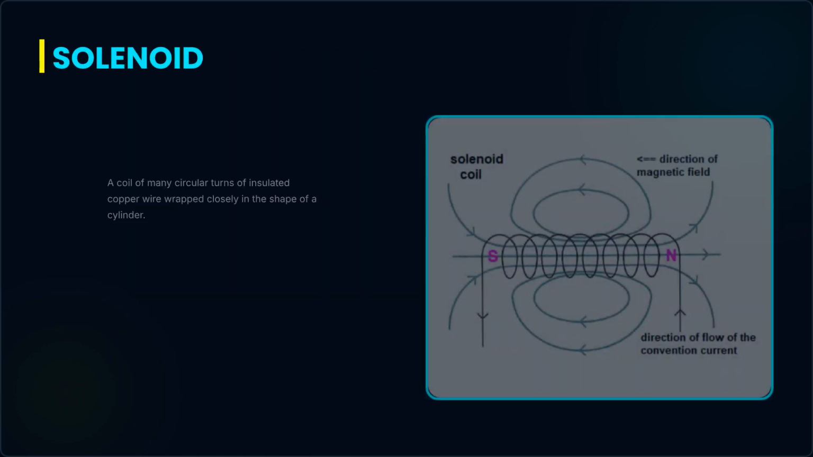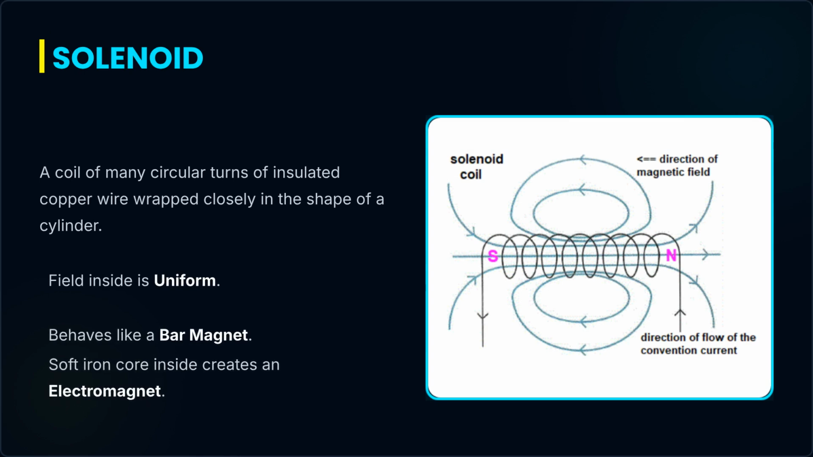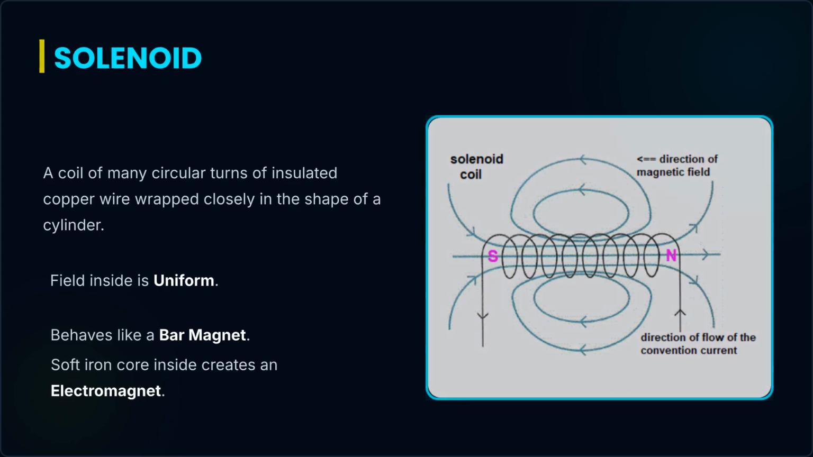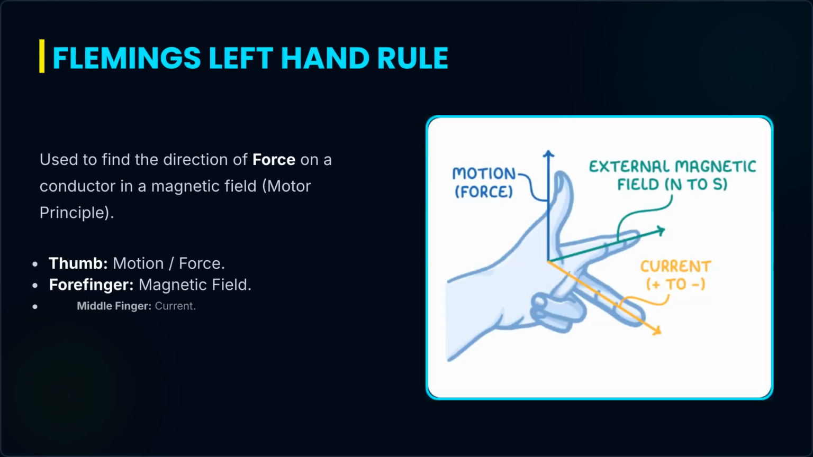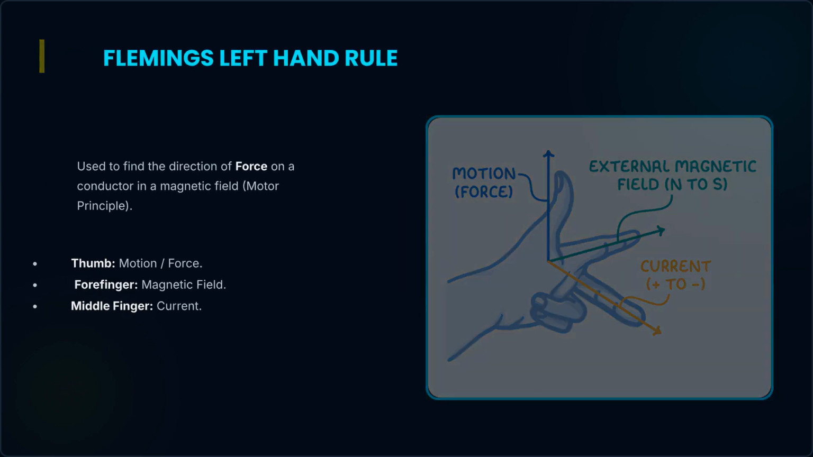A solenoid is a coil of many circular turns of insulated copper wire. The magnetic field inside is uniform, and it behaves like a bar magnet. Adding a soft iron core creates an electromagnet. Fleming's left-hand rule helps determine the direction of the force on a conductor in a magnetic field, often called the motor principle. The thumb represents motion or force, the forefinger the magnetic field, and the middle finger the current.